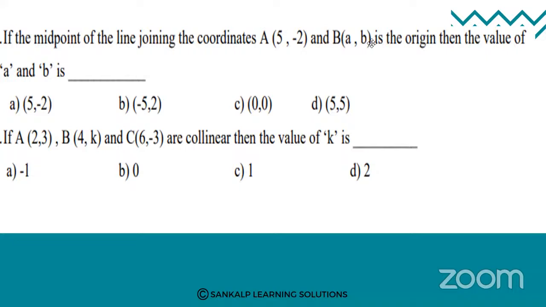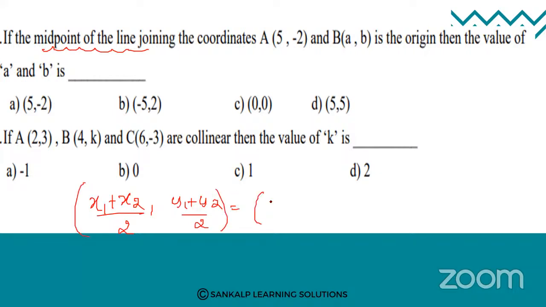If the midpoint of the line joining the coordinates A(5, -2) and B(a, b) is the origin, then find the value of a and b. Midpoint of the line joining: we use the formula x1 plus x2 divided by 2, and y1 plus y2 divided by 2. So this is our formula. This is x1, y1 and this is x2, y2, right?